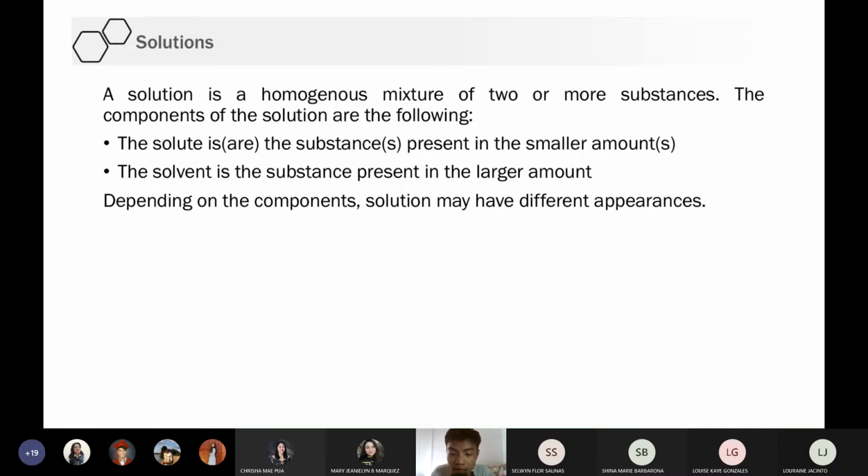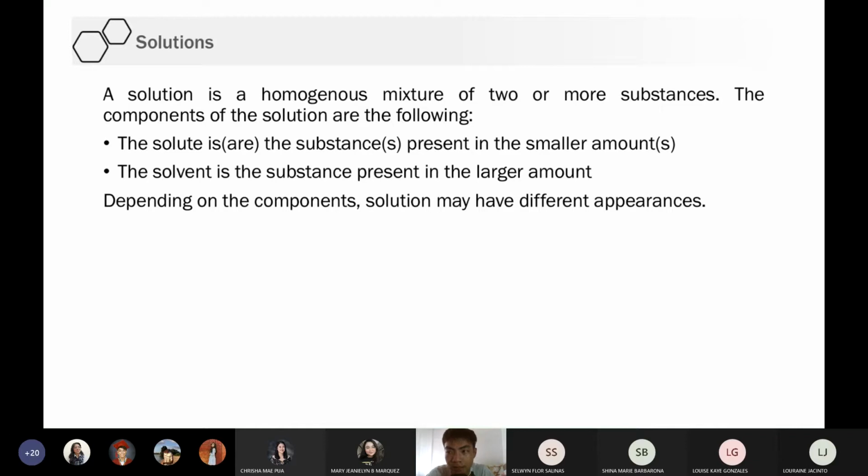So that is the solutes. Again, when you say solutes, we are pertaining to the components of the solution that are present in small amounts. And then the remaining part, the solvent, this is the component of the solution that is present in huge quantities.